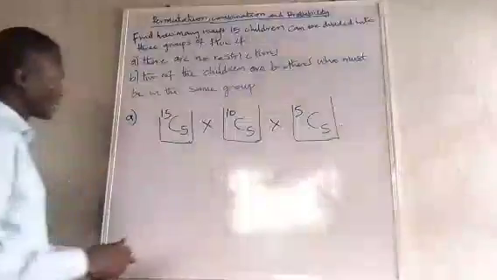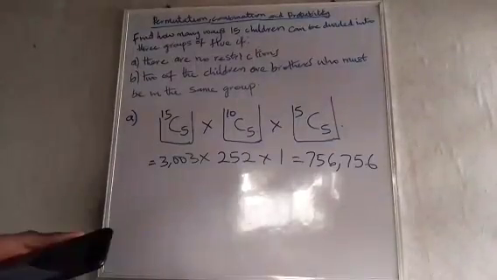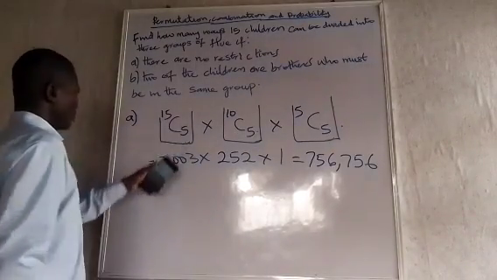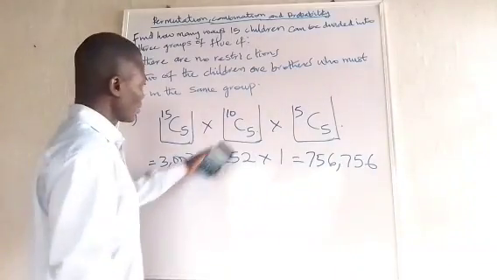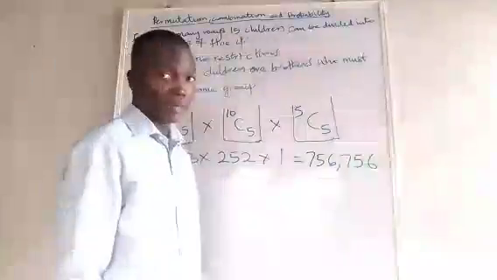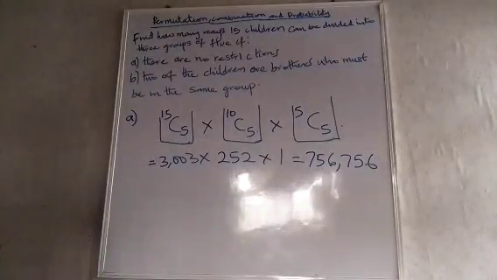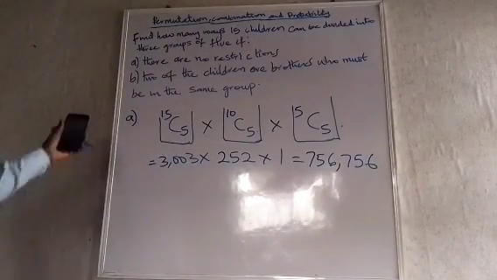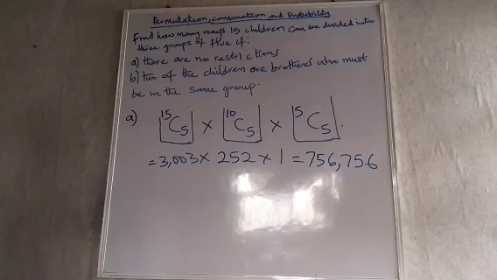So let's see what that gives us. 15C5 is 3003. 10 combination 5 is 252, and 5 combination 5 is 1. So that's the answer. Those are the number of selections or groups you can have if you divide into 3 different groups of 5.